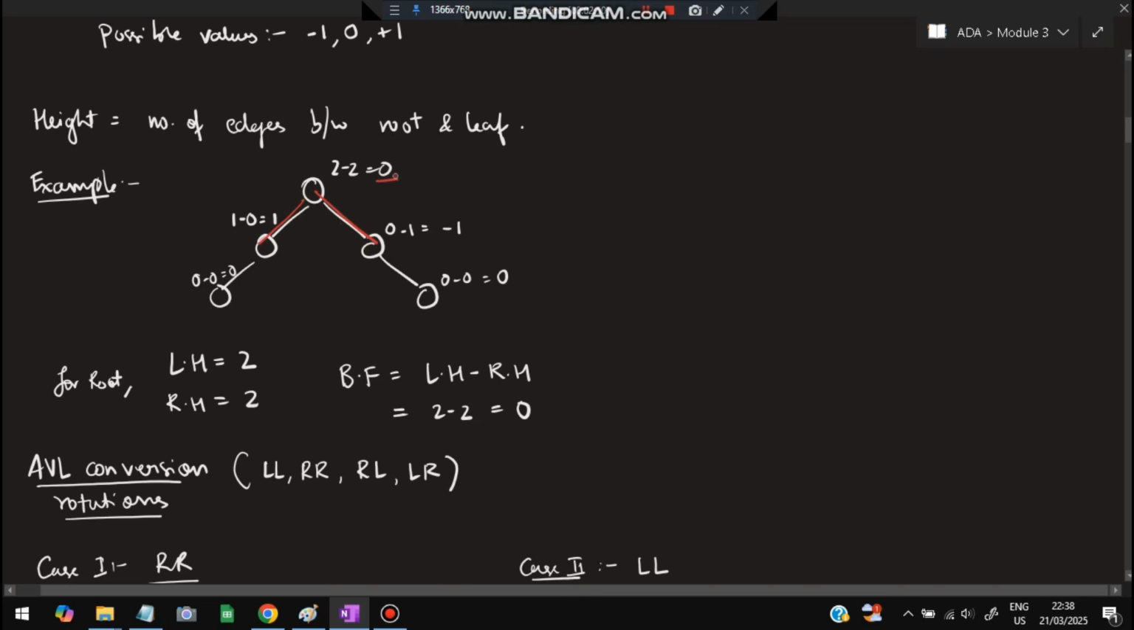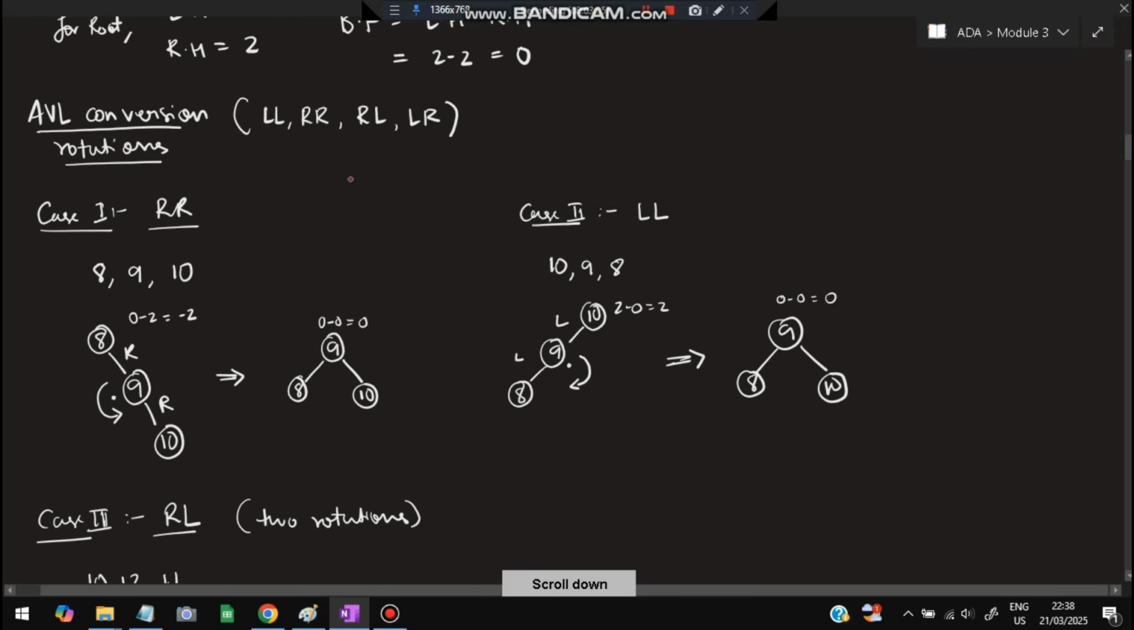Unless and until the values of the factors are between minus 1, 0 and plus 1, it is fine. If it becomes minus 2 or plus 2, we have to do some operations. This kind of tree is called an AVL tree. In case it exceeds, meaning it becomes minus 2 or plus 2, such things happen.